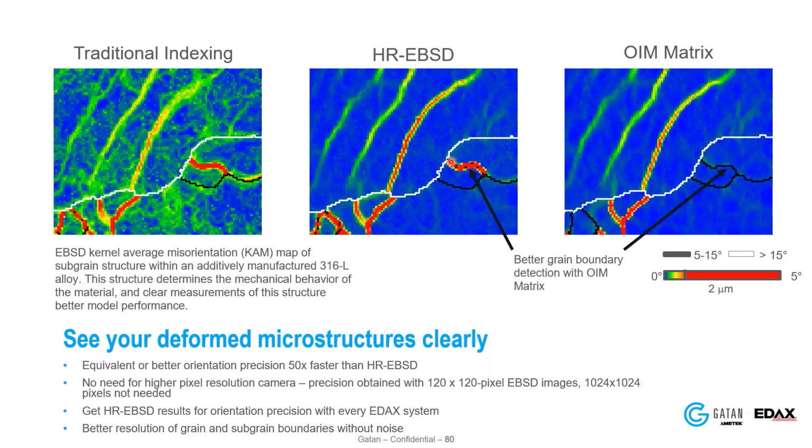This one has a little bit more of a fuzzy definition of where this grain boundary is, and we can do it much faster with orientation refinement than the HR-EBSD cross correlation. And I like to emphasize this. These are results we can get with 100 by 100 pixel type images. So we can get this type of precision with all of our detectors and just better resolution of grain and subgrain boundaries.